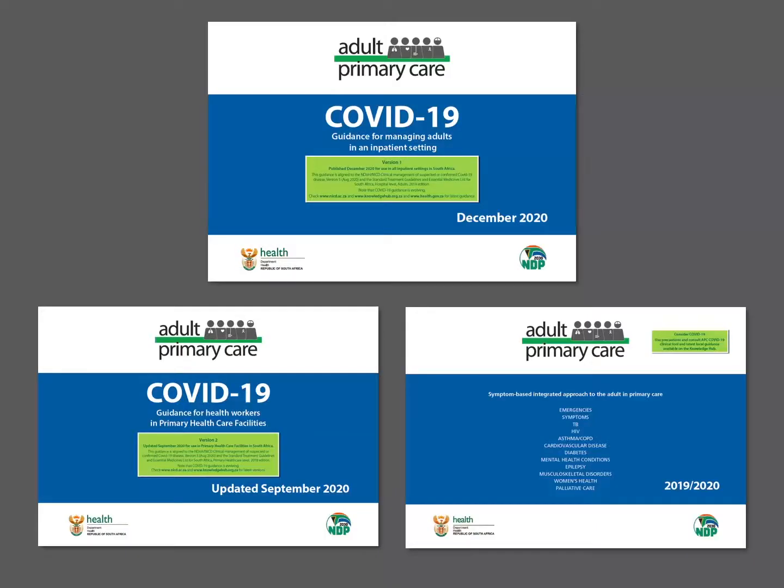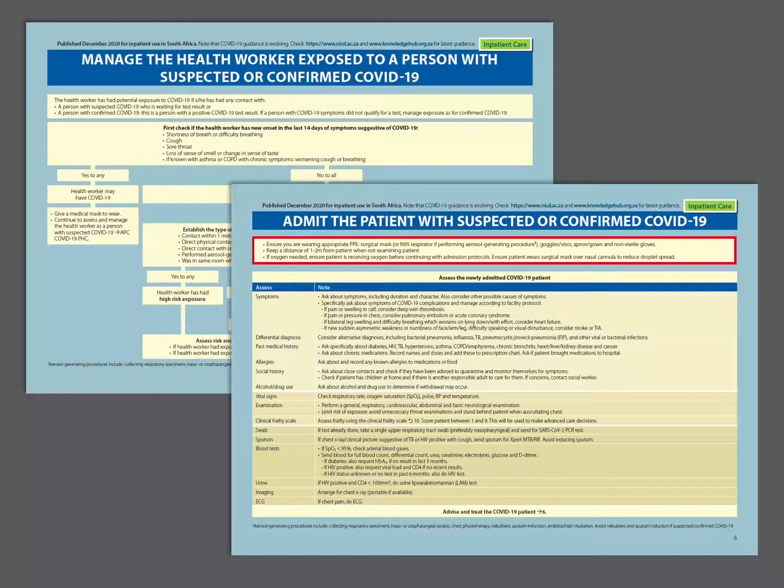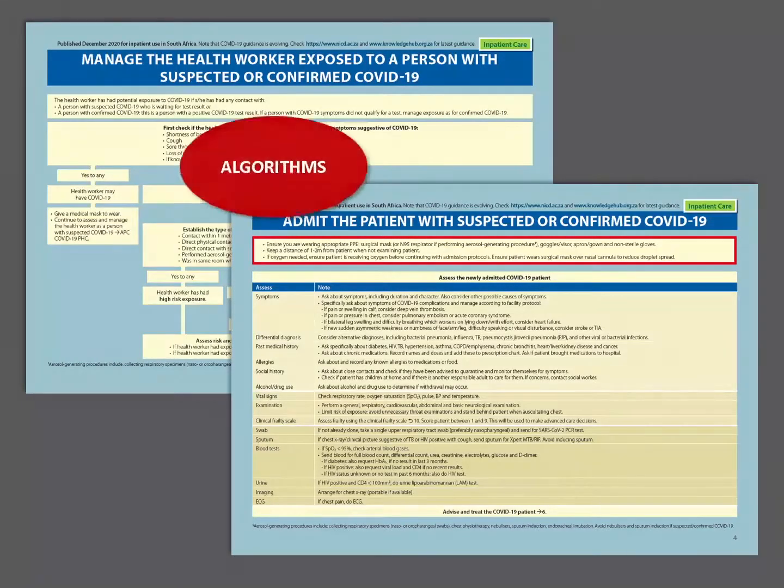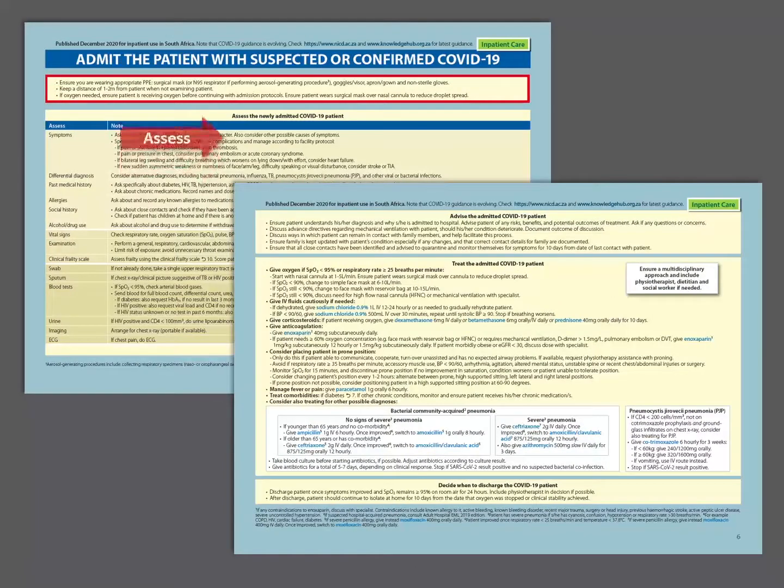This guide complements the APC COVID-19 guidance for primary healthcare facilities, as well as the APC 2019-2020 guide, with which many of you may already be familiar. APC is a comprehensive, integrated guide which has been used in primary healthcare facilities throughout the country for some years now. Our COVID-19 guidance follows the same easy-to-use format, using algorithms, tables, and an assess, advise, treat structure.